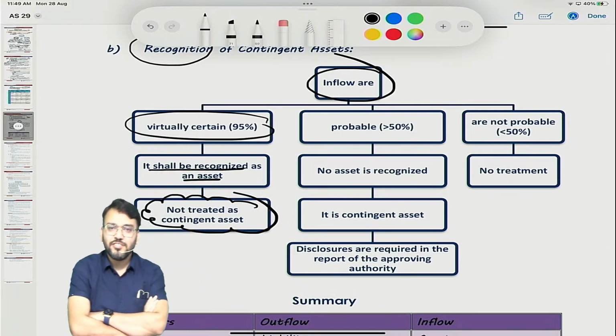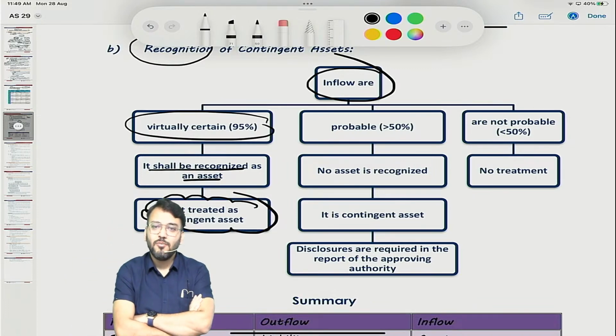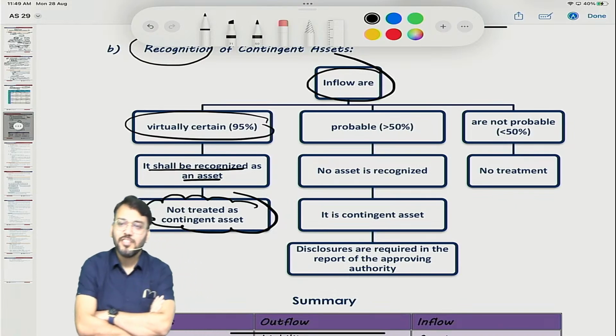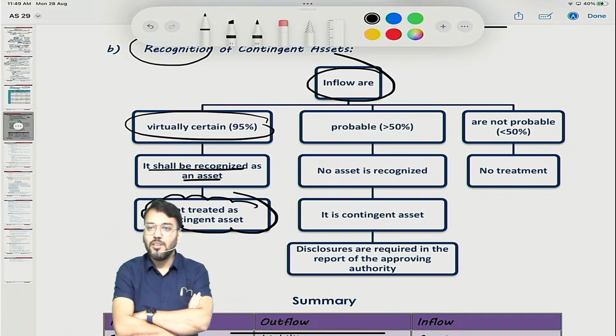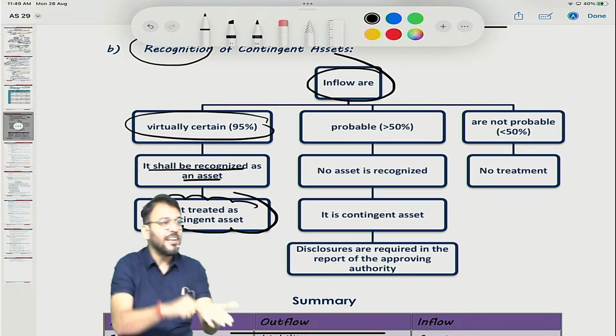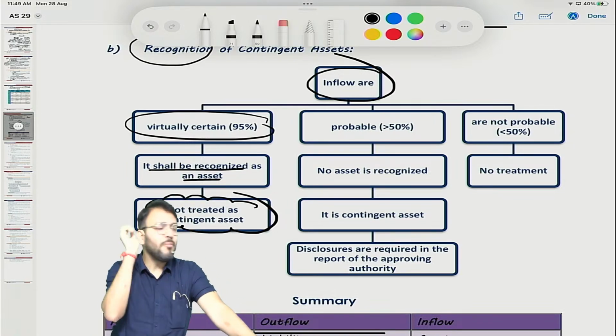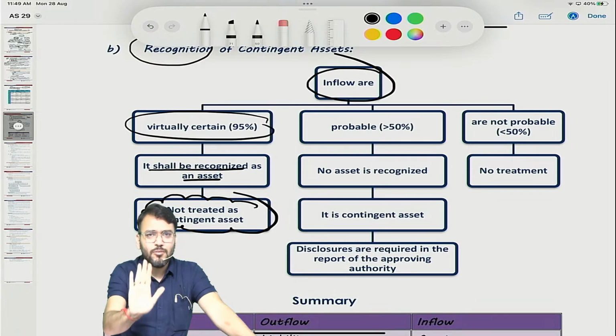Journal entry you know for credit sales. For cash sales, what is the journal entry? Cash account debit to sales. For credit sales, debtor account debit to sales. By this journal entry you are recognizing that debtor as what, asset or liability? Asset.